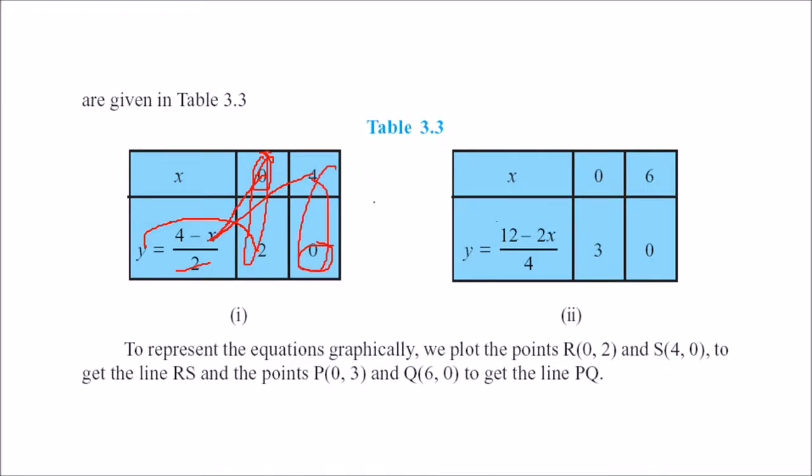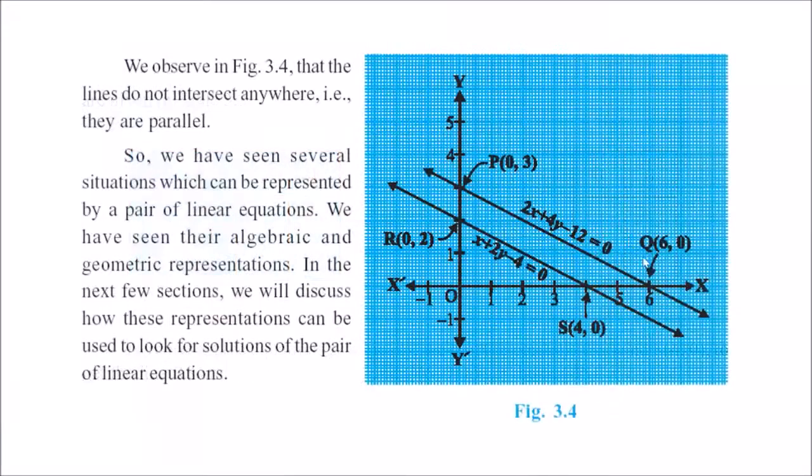We are going to place it on the xy axis. Again, for the second line, we'll place x as 0 and 6 here, so that we can get y. Now we have got the coordinates of two points for both the lines. We can draw the lines, and we see that these two lines are exactly similar.